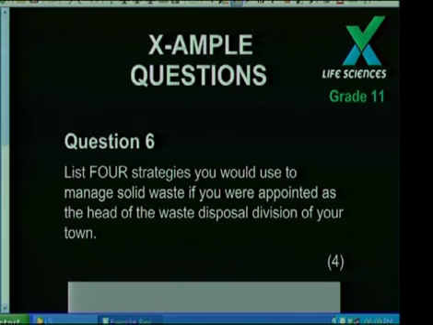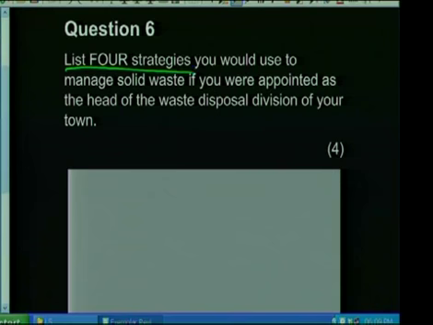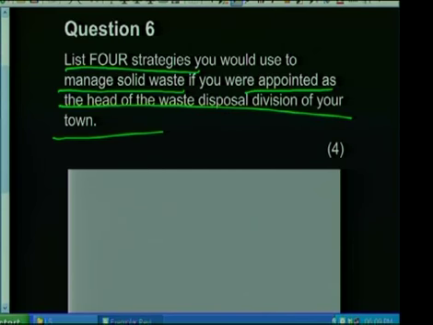And that takes us to question 6. This paper is loaded with environmental education. List 4 strategies that you would use to manage solid waste if you were appointed as the head of the waste disposal division of your town. They're not talking about you in your house. They're talking about you as a town head in the council of the town.